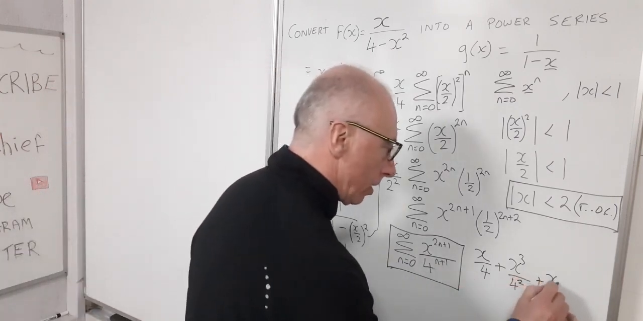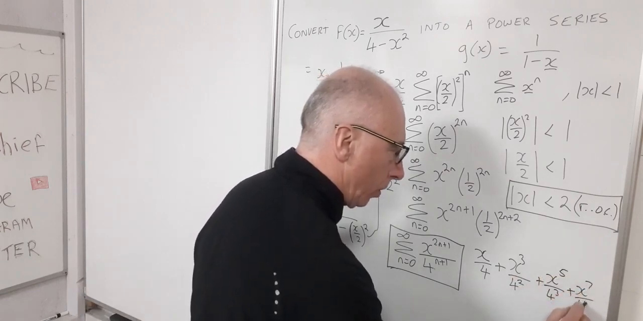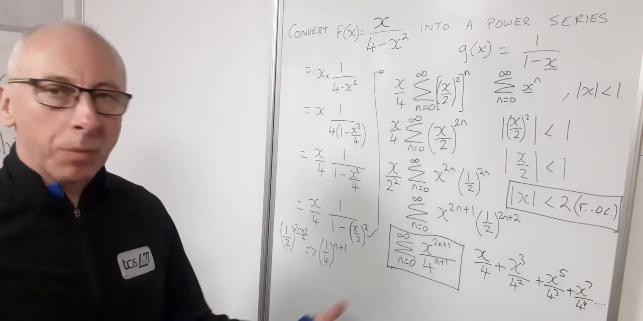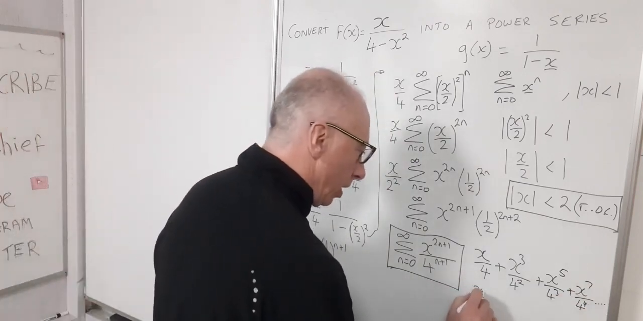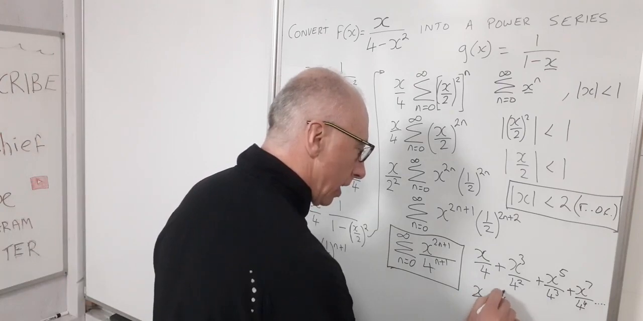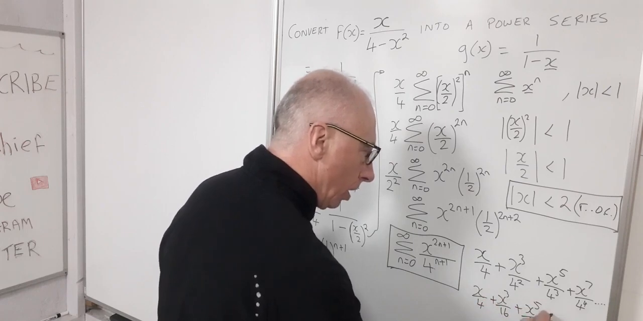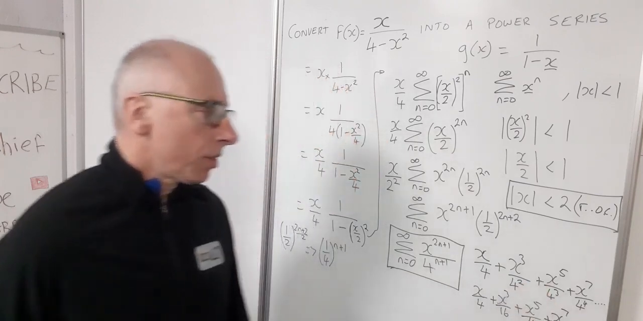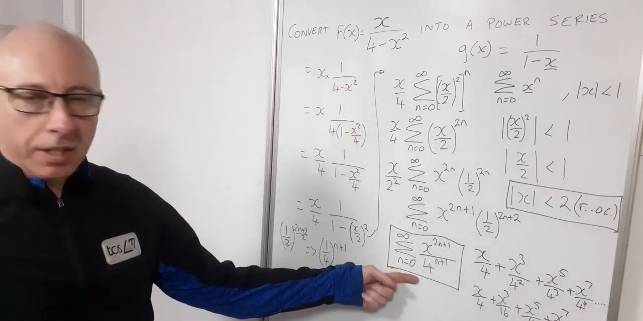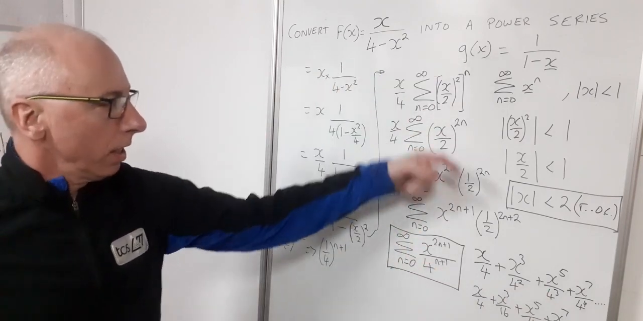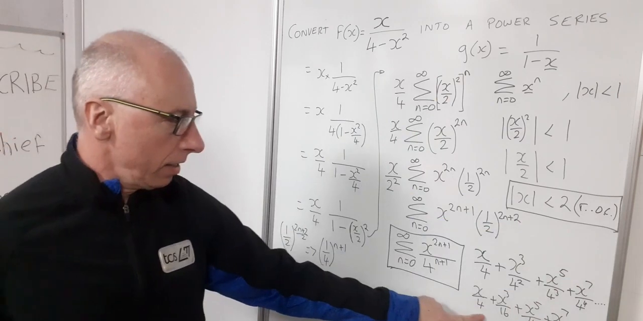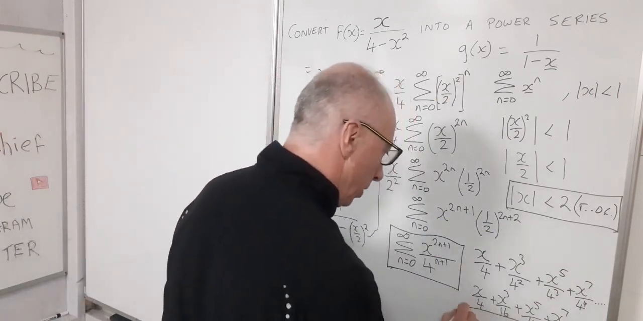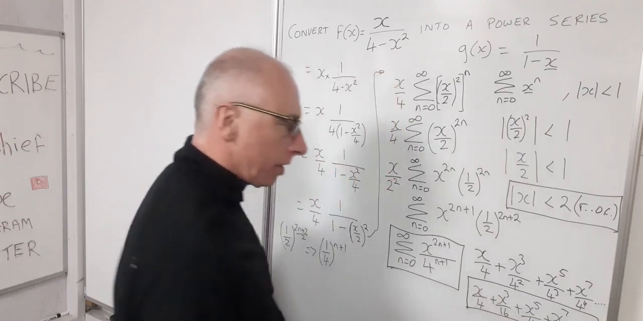And then we can see the pattern forming. So now we've got x to the 5 over 4 cubed, and x to the 7 over 4 to the 4, and so on. And we can rewrite that without the powers in our denominator: x over 4 plus x cubed over 16 plus x to the 5 over 64 plus x to the 7 over 256, and so on. And that is our answer. So that's our power series as requested. That's our radius of convergence, and this is our polynomial, which will represent our power series. Okay.